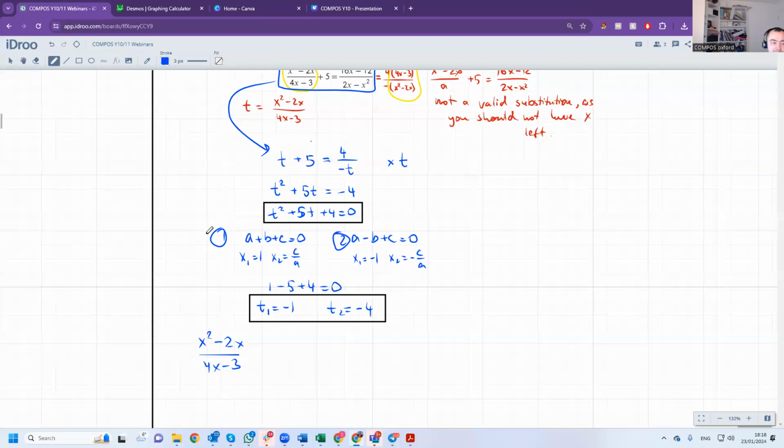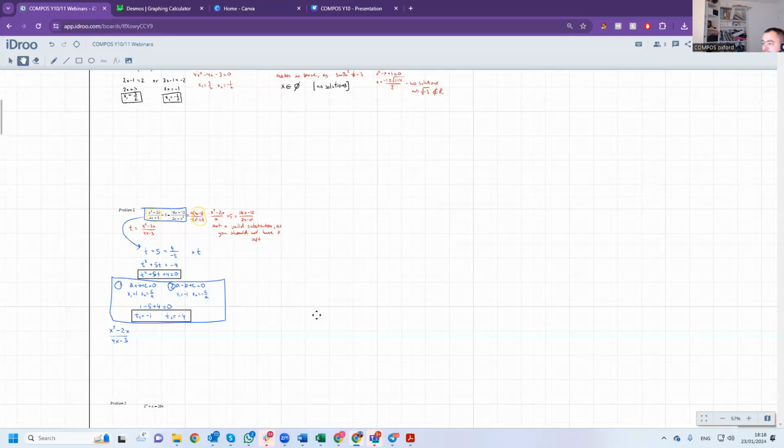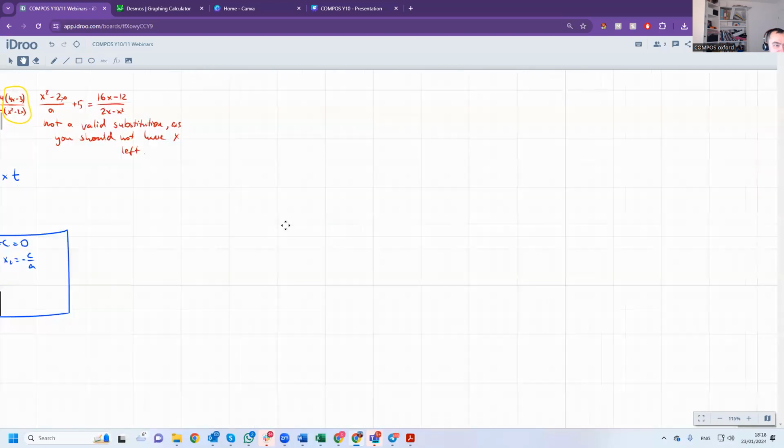Do you remember this method? Yes or no? Do you remember this method of solving quadratic equations? Please let me know, yes or no. You don't recognize it? No? Okay. Let me spend a few minutes just reminding you.